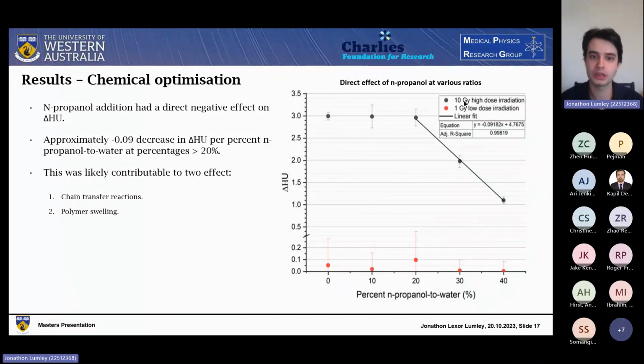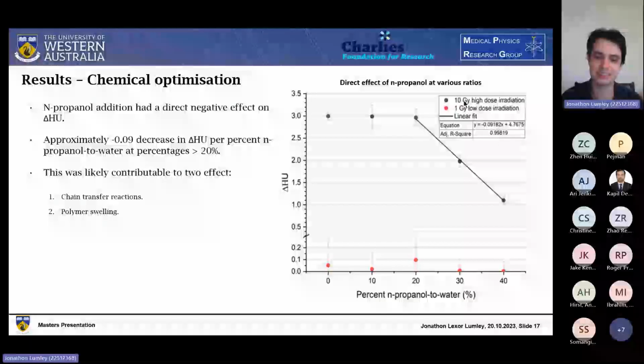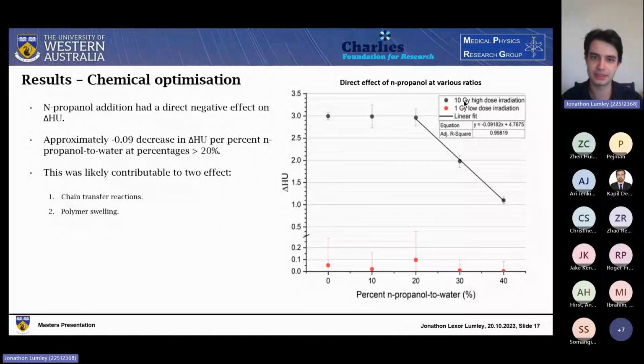The other effect is polymer swelling, where similar to how we increased the bis solubility, addition of propanol allowed for a more friendly solvent, so to speak, to basically penetrate into the polymer matrix. This allowed the polymer to swell and increase its volume, which partially reversed the local expulsion of water which we see through polymerization.